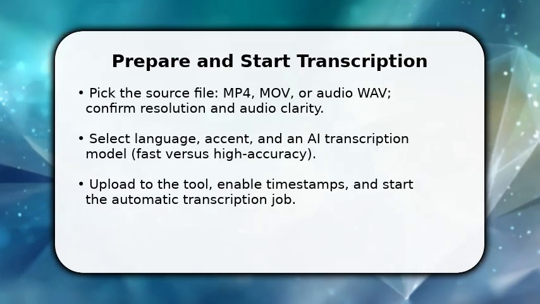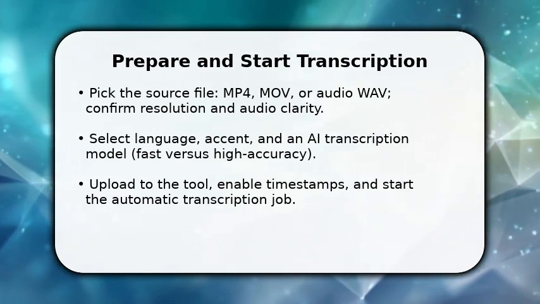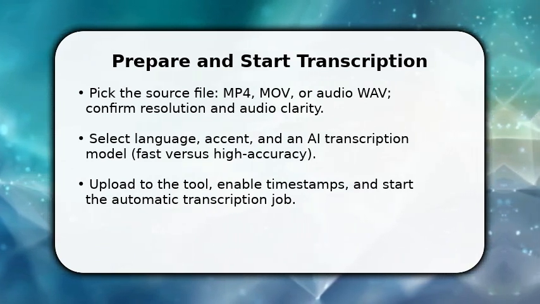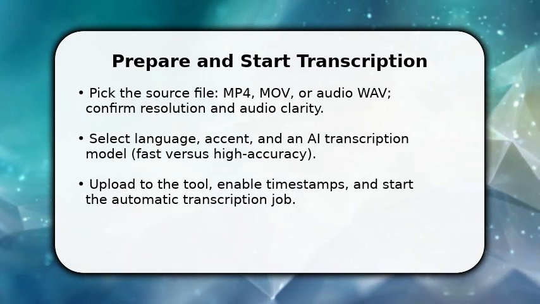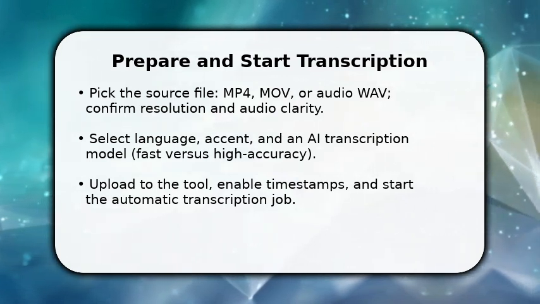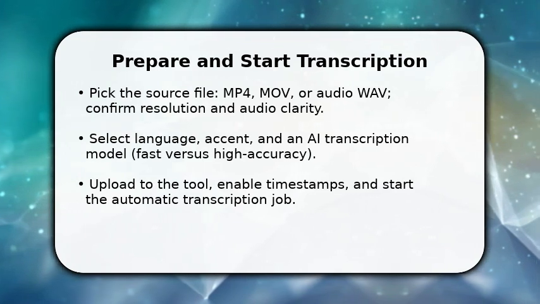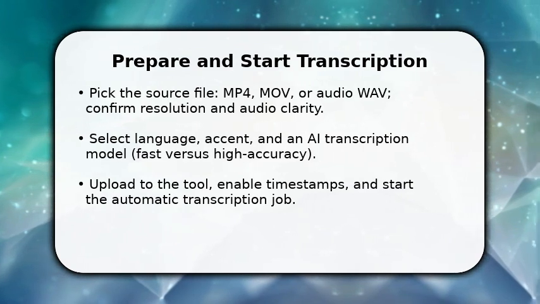You begin by selecting the exact video or audio to subtitle and confirming audio quality. Poor audio creates errors. Once chosen, pick the target language and an AI model tuned for speech-to-text accuracy rather than speed, because accuracy saves editing time. Then upload the file to your chosen platform, enable timestamp generation and speaker detection if available, and hit transcribe.